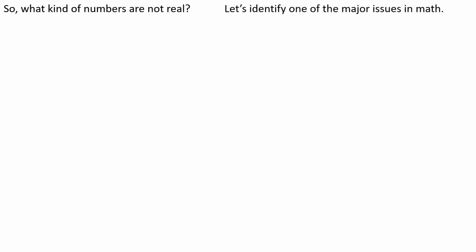Well, we've got a major issue in math. All right, square root of 9, no problem there. That's just 3. Negative symbol out in front, no problem. That's like -1 times square root of 9, which is -1 times 3, or -3.